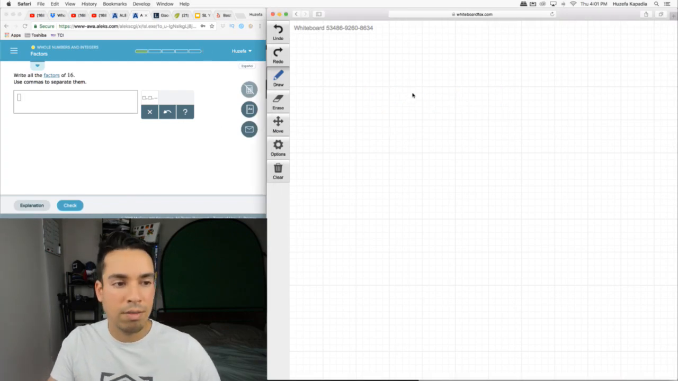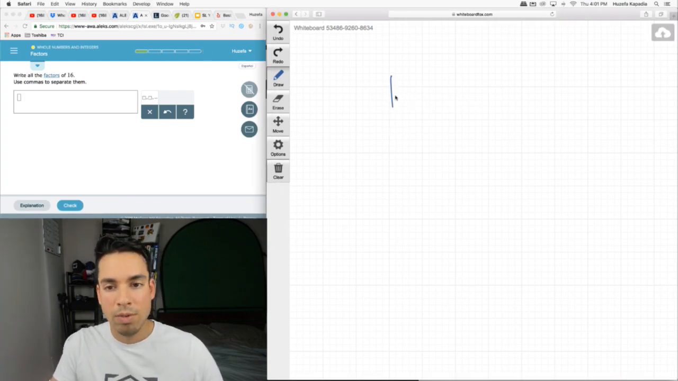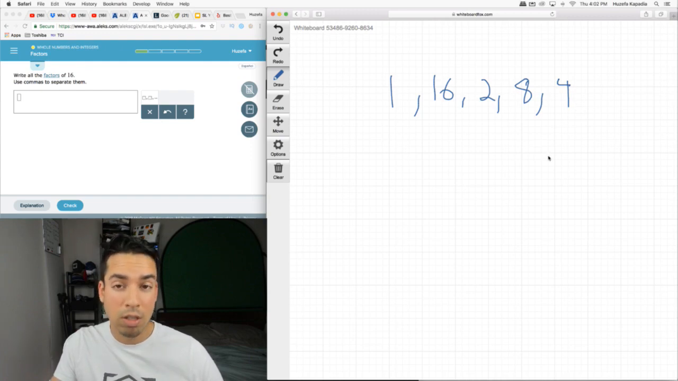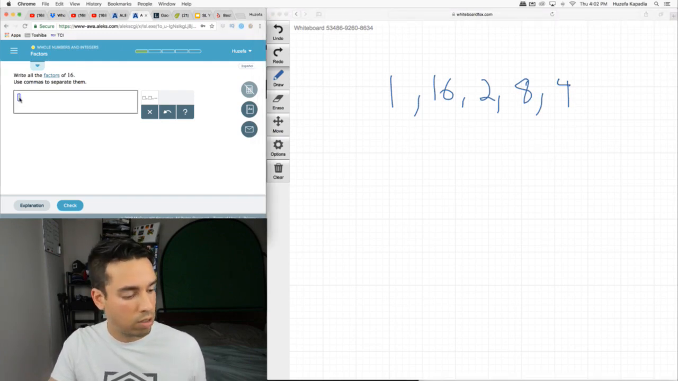What are the factors of 16? Well, again, we got 1 and 16. It's divisible by 2, so we can also have 2. 2 times what is 16? That's 8. Then we have one more factor. We also have 4, because 4 times 4 is 16. Do we need to write another 4? No. So in this case, we've got 1, we've got 16, we've got 2, we've got 8, and we got 4.